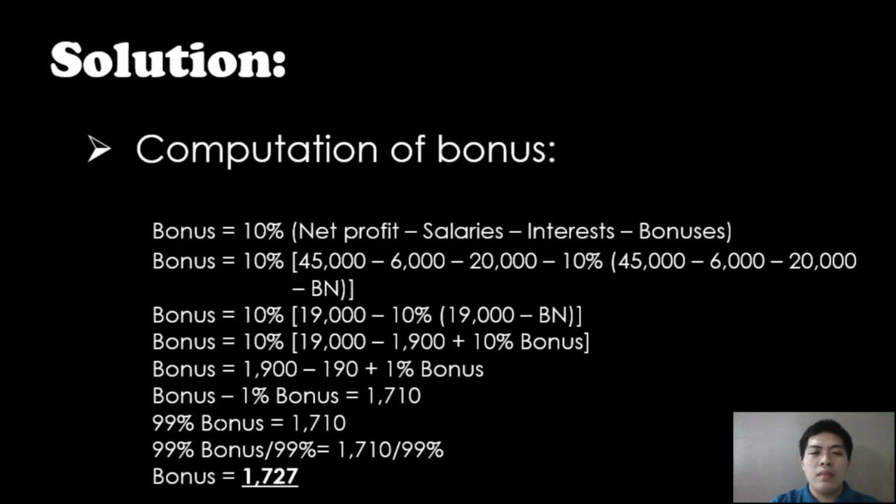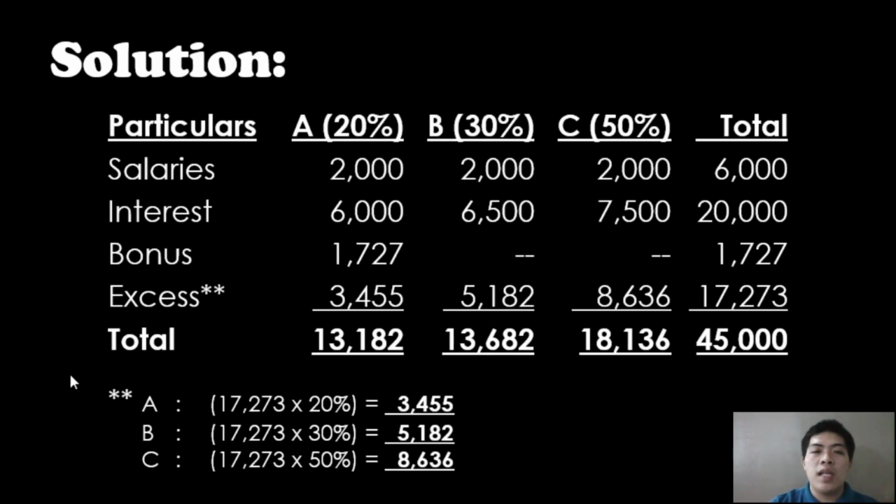Then, again, 100% to, so minus 1%, we have 99%. Then, divide in 99%, we can arrive with the bonus na 1,727. Okay? So, yung magiging distribution nila, ganito. 13,182 kay A, 13,682 kay B, then 18,136 kay C. Okay?